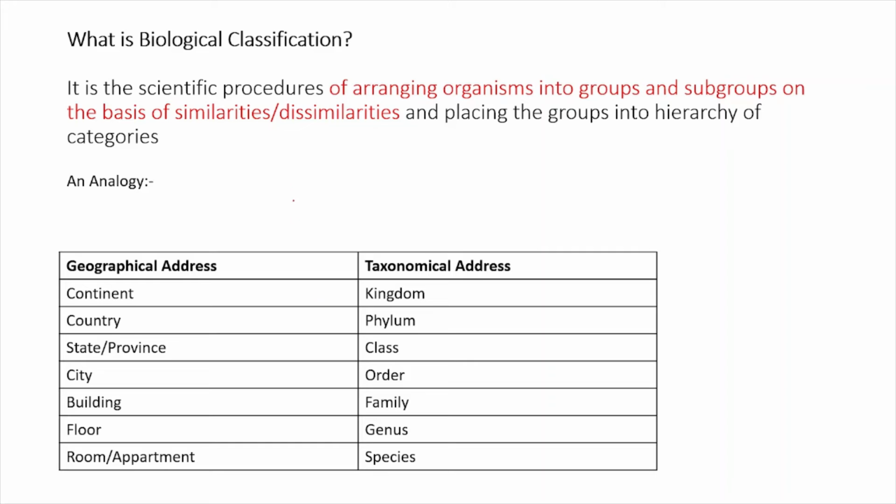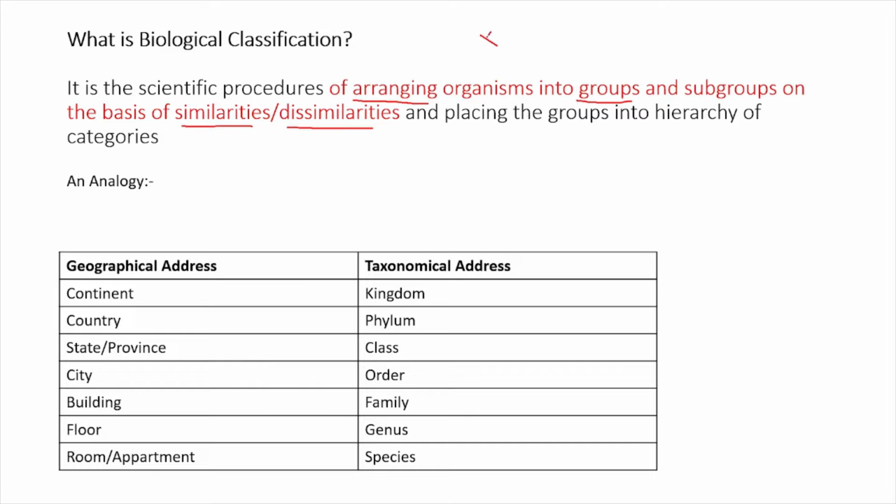So today we are going to discuss biological classification. So what is the definition of biological classification? It is a scientific procedure of arranging organisms into groups and subgroups on the basis of similarities or dissimilarities and then placing the groups into hierarchies of categories. So what does that mean?